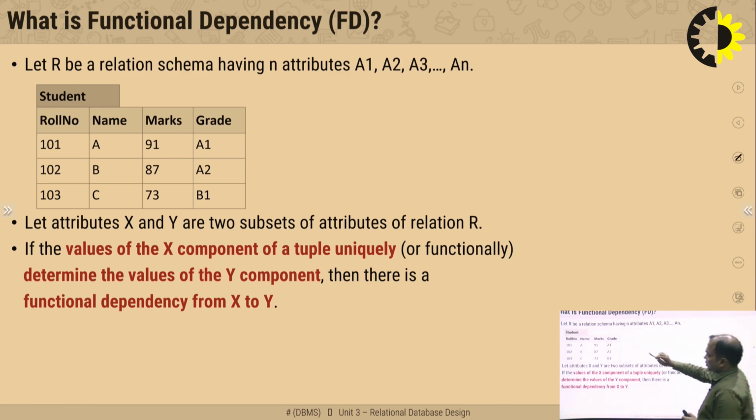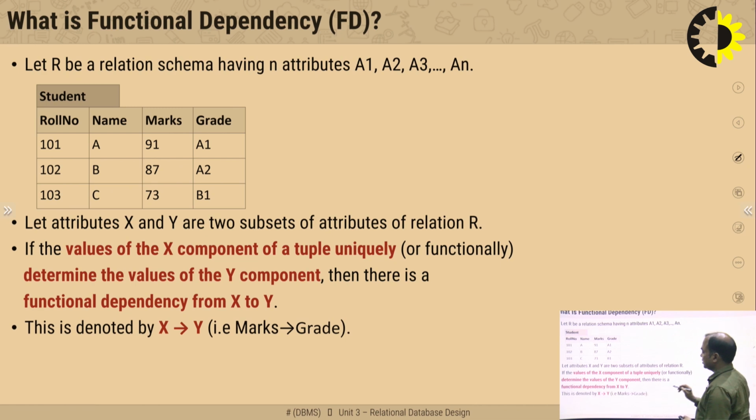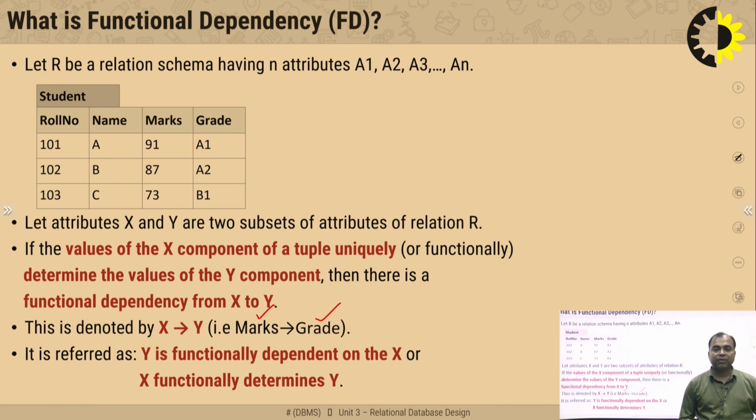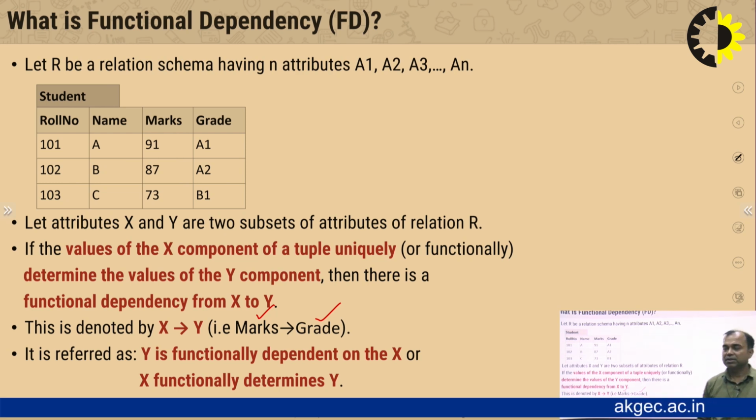So we can say marks arrow grade. This is how we show the dependency of attributes. X gives Y, which means Y depends on X. So it is referred to as Y is functionally dependent on X. In other words, X functionally determines Y: if we have X, then we can find Y, that is grade. If we have marks, then we can find the grade. Clear?